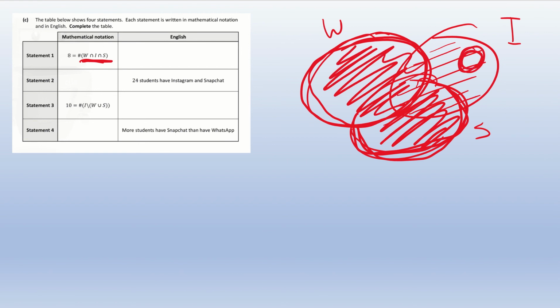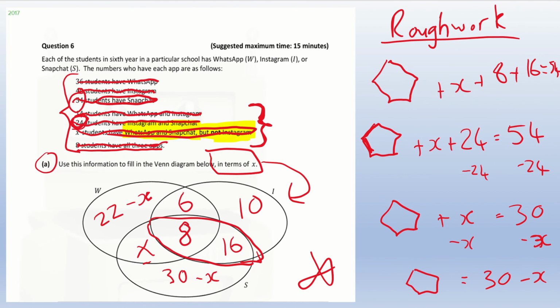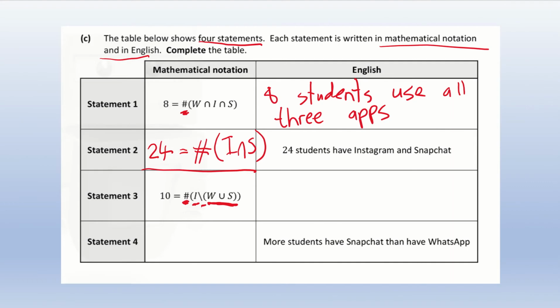So they've told us that that's 10 people. Let's see if that 10 people corresponds to what we did in the first part of our question. And if we look at this, there's my 10 people. So we've got to ask ourselves, what does that 10 people actually mean? It's people who have Instagram and have no other of the apps mentioned. So only Instagram, but not WhatsApp or Snapchat. So in this case, 10 people have Instagram only.